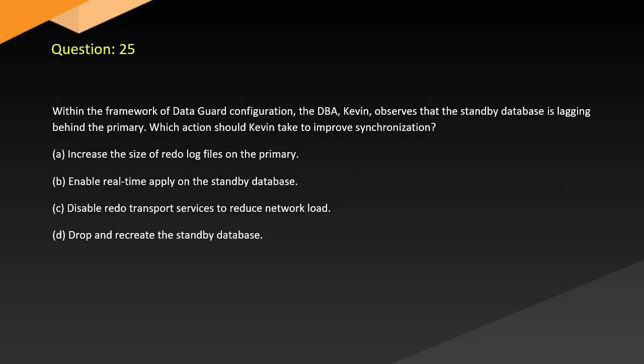Question 25. Within the framework of a Data Guard configuration, the DBA Kevin observes that the standby database is lagging behind the primary. Which action should Kevin take to improve synchronization? A. Increase the size of redo log files on the primary. B. Enable real-time apply on the standby database. C. Disable redo transport services to reduce network load. D. Drop and recreate the standby database.